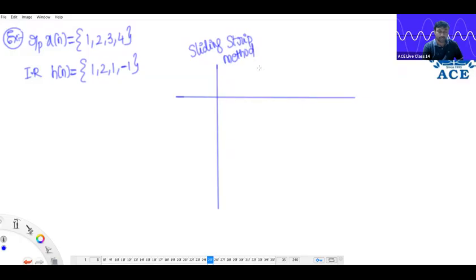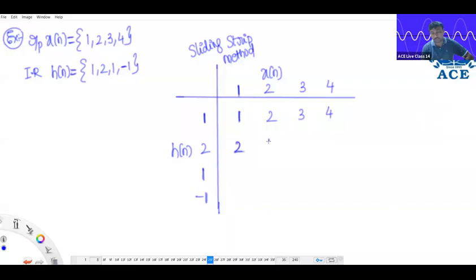Everyone see the screen? Sliding strip method. Take the samples of the input and take the samples of the system. If you multiply by 1, the answer is 1, 2, 3, 4. If you multiply by 2, the answer is 2, 4, 6, 8. Next, multiply by 1: 1, 2, 3, 4. Then minus 1, minus 2, minus 3, minus 4.